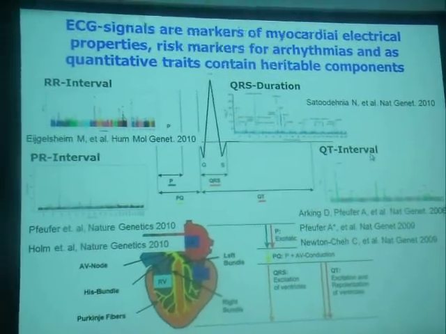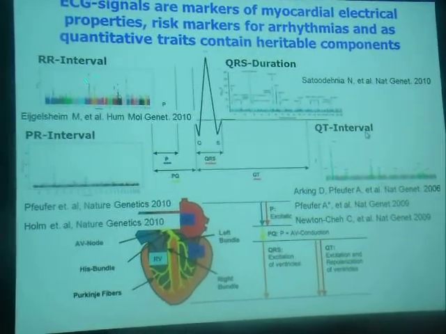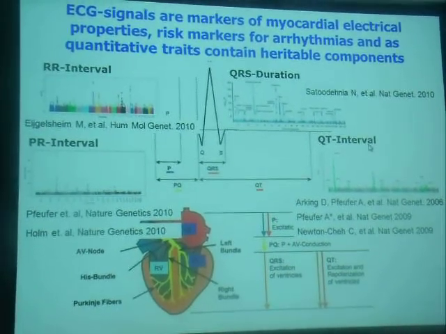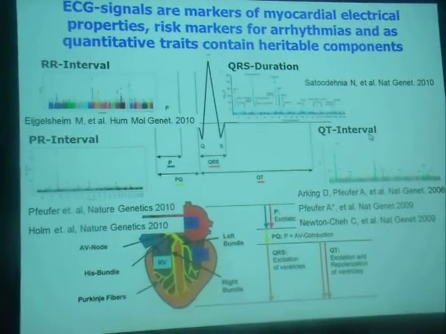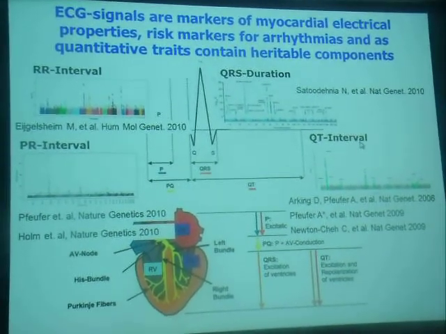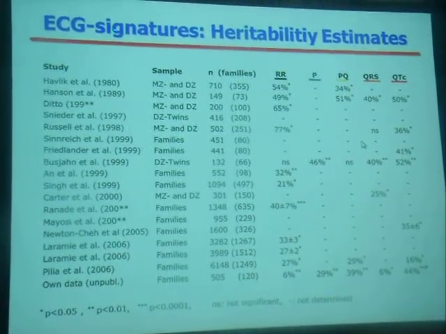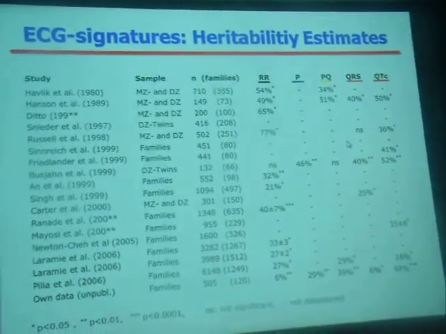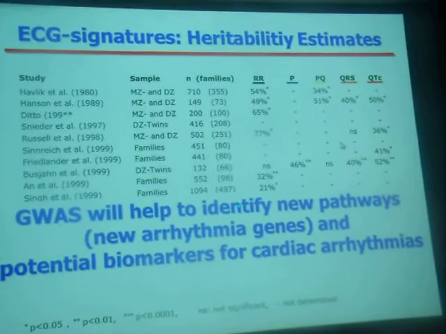All of these have by now been analyzed in large international consortia with genome-wide association studies. I give you the initial examples of this, identifying a wealth of common genetic variants or genomic loci that are associated with modulation of these quantitative traits. This is to demonstrate that, yes, in fact, these ECG signatures have heritable components that range from 30 to 60 percent in some cases.